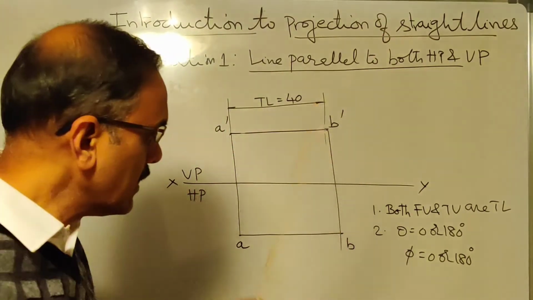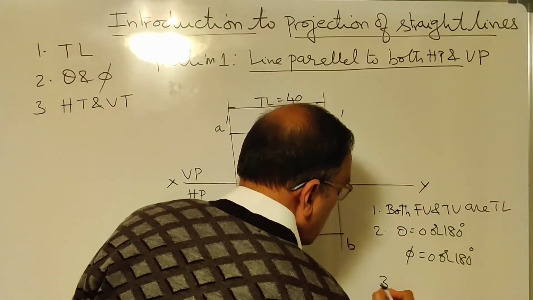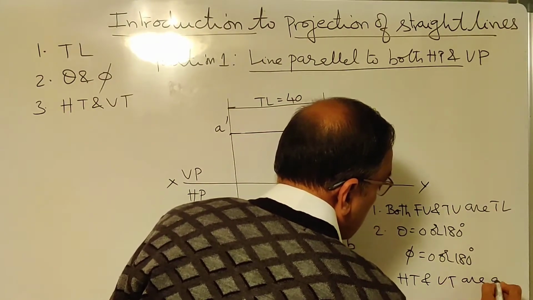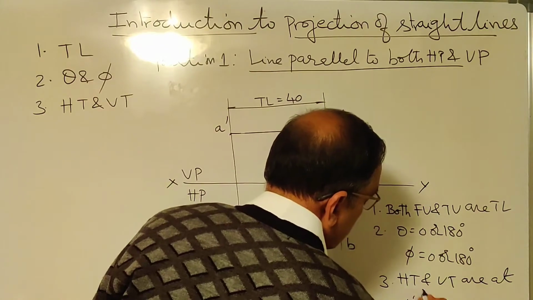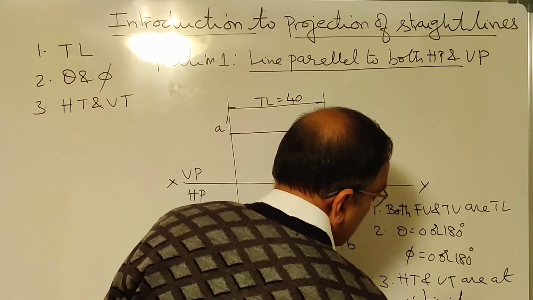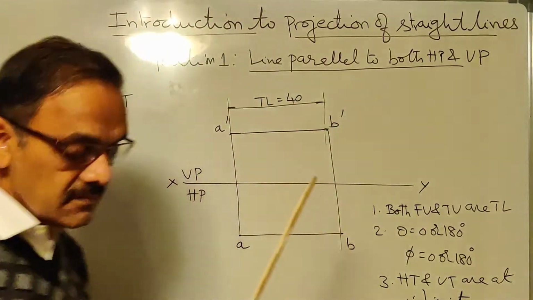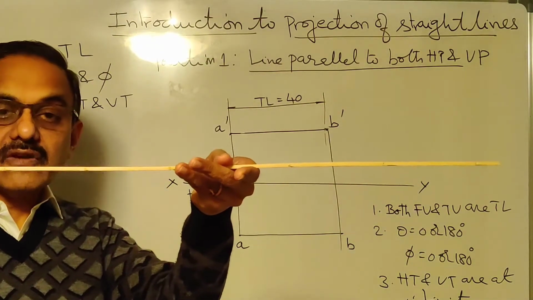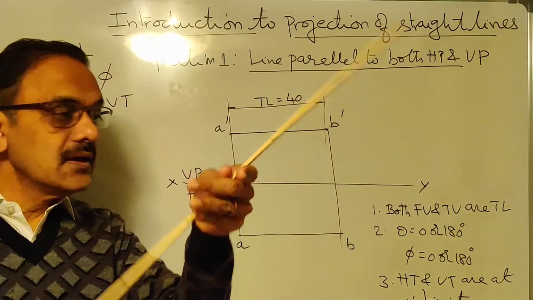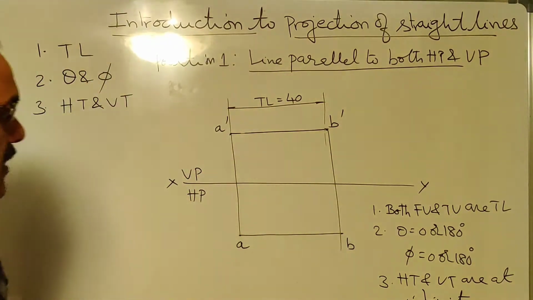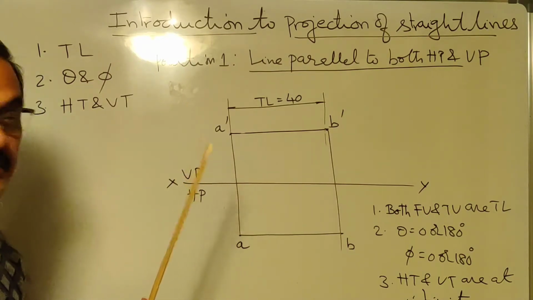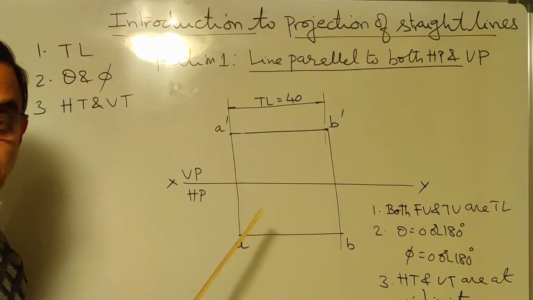So I can write here, third statement, HT and VT are at infinity. In other words, they don't exist. This position of the line will not have HT or VT. Okay? So this is about the first position of the line, the line parallel to both HP and VP.